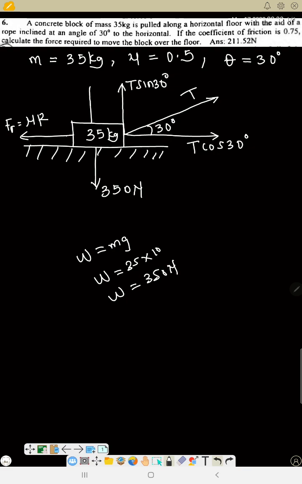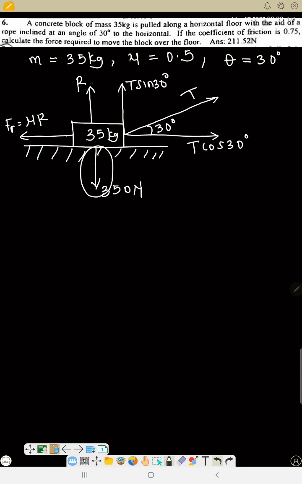Now there is another force that will oppose this, which is called normal reaction. So this is the sketch of the question. As weight is acting downward, there is another force acting upward, that is normal reaction. And this is as a result of the component of this tension. So the tension T, the force on this rope, is inclined at an angle of 30 degrees, so it will have both horizontal and vertical components. So if you read the question, that is it.